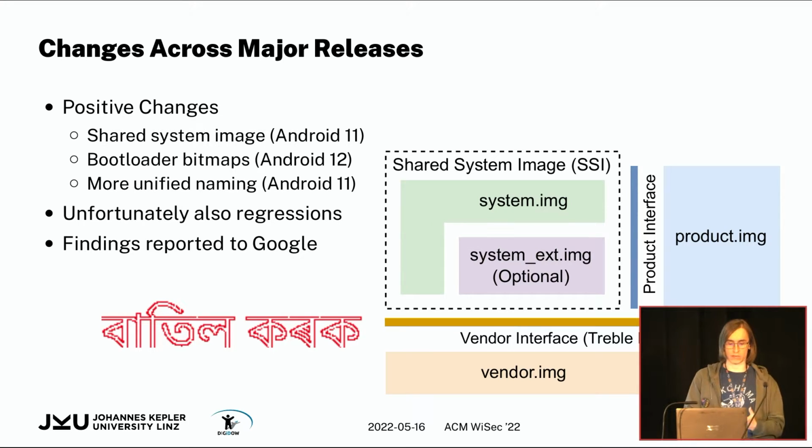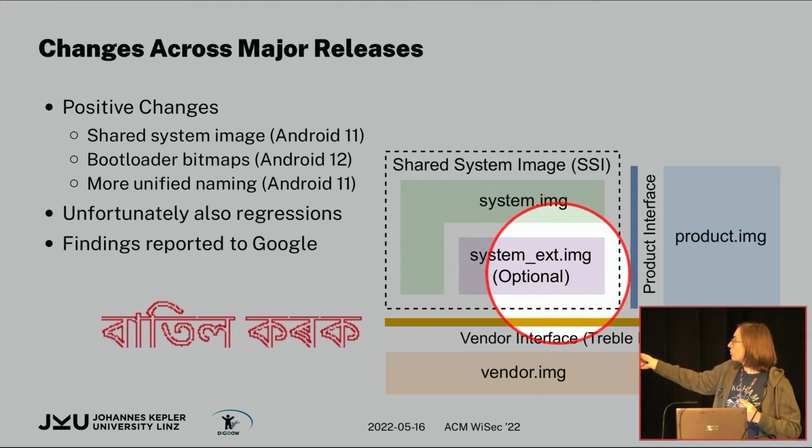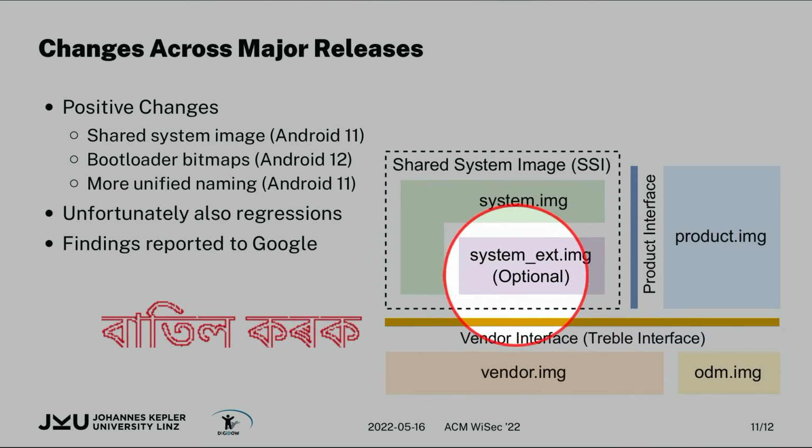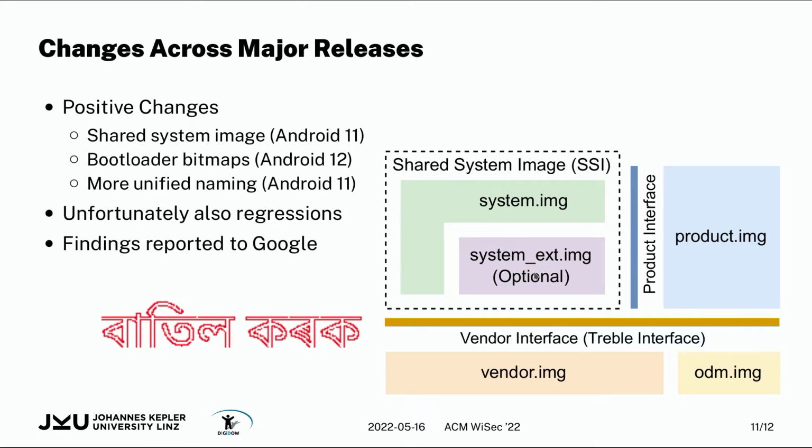First of all, we have the shared system image in Android 11, where we have now seen that the system X image over here has become an additional part to the overall system image, where vendor components that are tightly coupled with the operating system are being moved out from the main system image, and therefore the platform owner Google can have full control over the system image and its reproducibility.